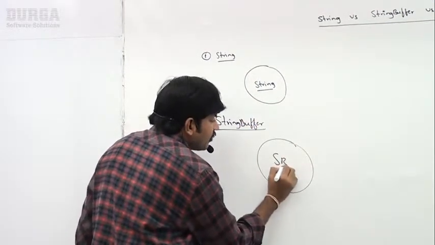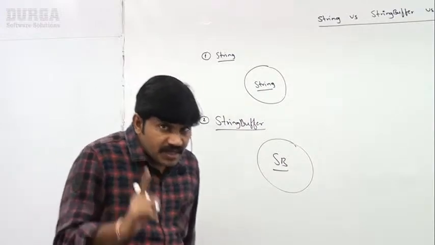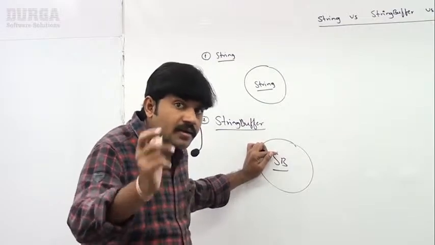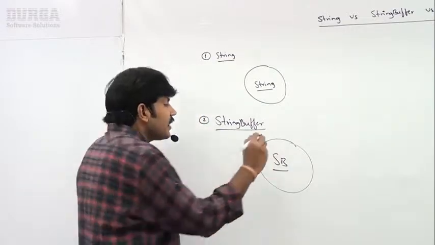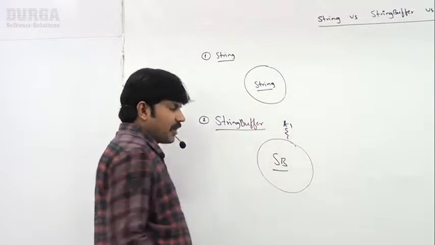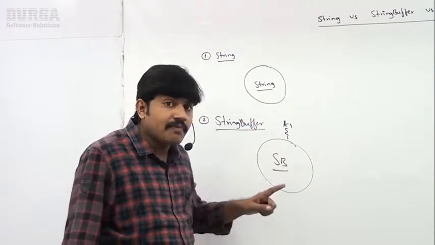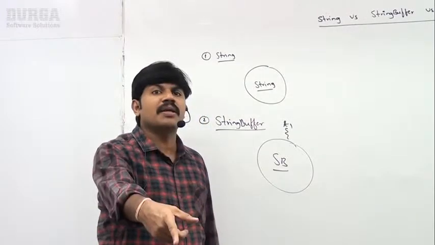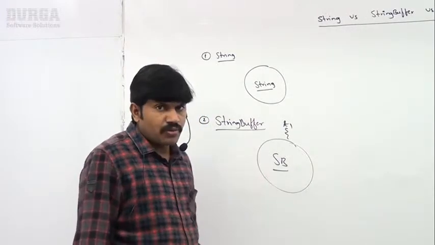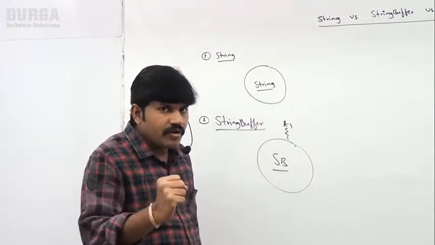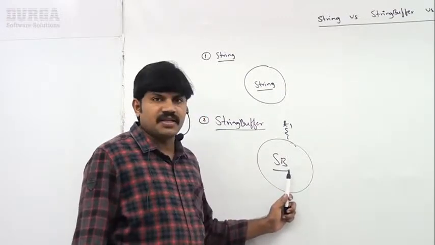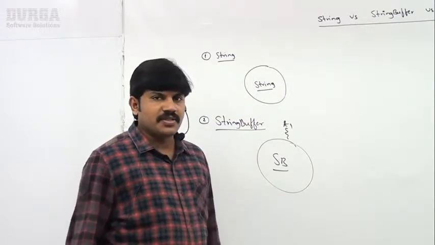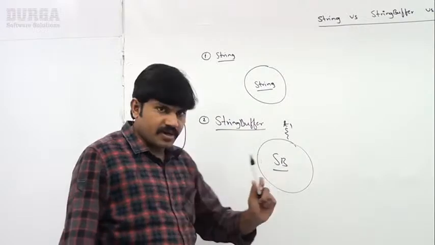When should we go for string buffer? If the content is not fixed, keeps on changing, but thread safety is required, and at a time only one thread is allowed to operate, then we should go for string buffer, because every method present inside string buffer is always synchronized. At a time, only one thread is allowed to operate. That's why, by default, a string buffer object is always thread safe. So if I want thread safety and the content keeps on changing, it is better to go for the string buffer concept, right?